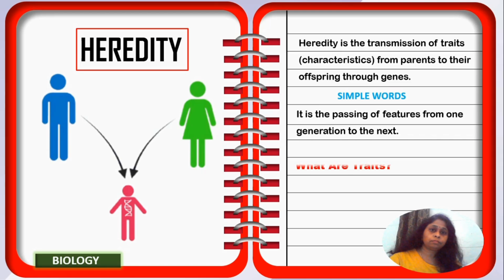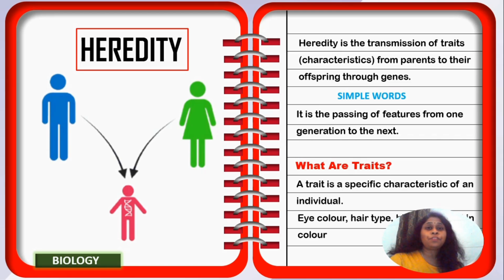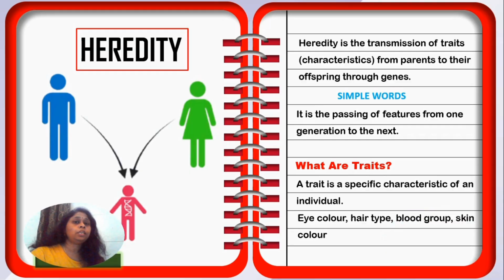And now what is a trait? A trait is basically a specific characteristic that is present in an individual. For example, your blood group, right? All are not having the same blood group. Some have O blood group, AB. So these are the specific characteristics in an individual. Then eye color, hair type, skin color. All these come under traits.